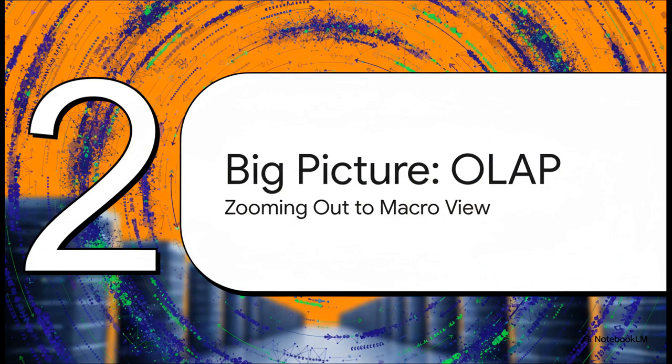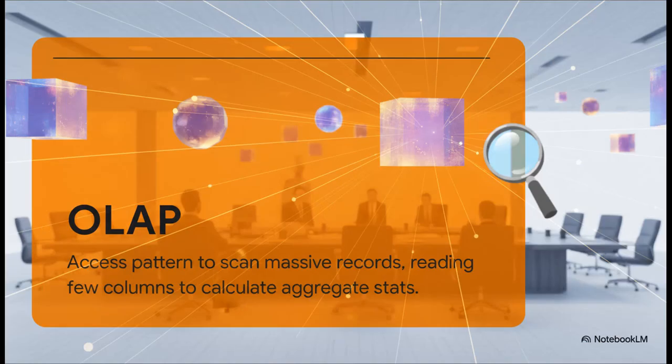Section 2. The Big Picture, OLAP. Zooming out to the macro view. But what happens to that data after your sale is actually complete? Well, we need to pull the camera wide. Because let's be real, the executives in the boardroom don't care about your specific coffee order from Tuesday at 8 a.m. They want to know the total revenue across all stores in January, right? Or how a new promotion affected overall sales.